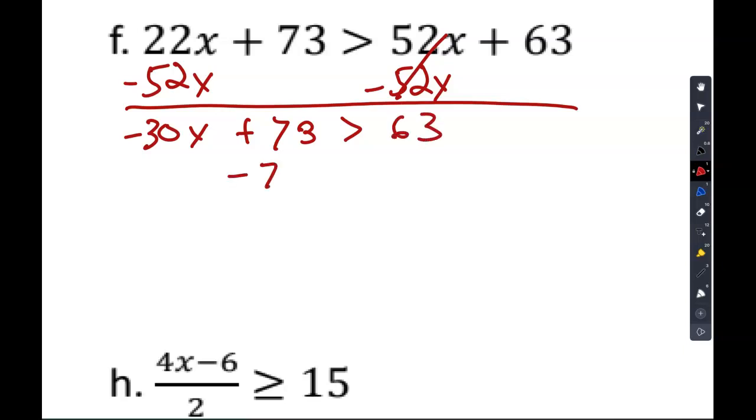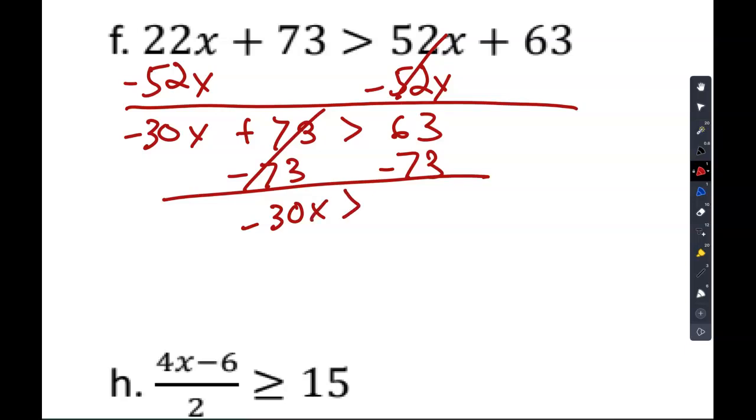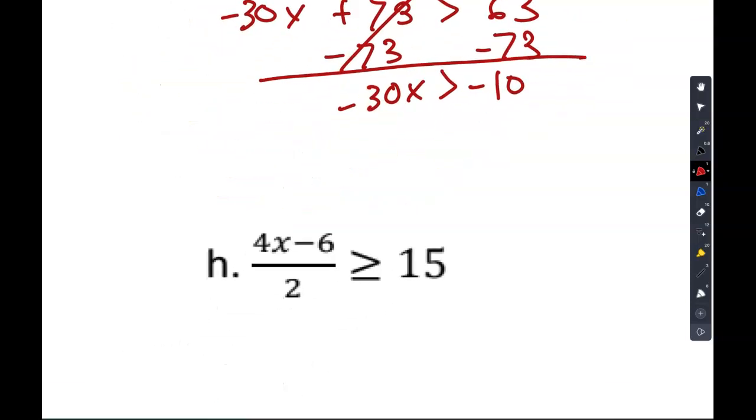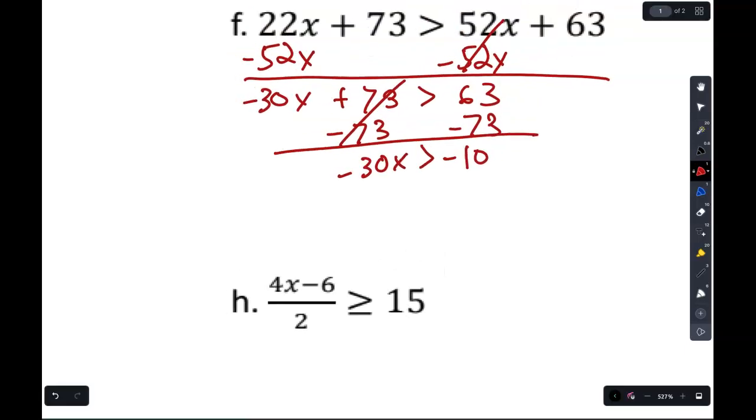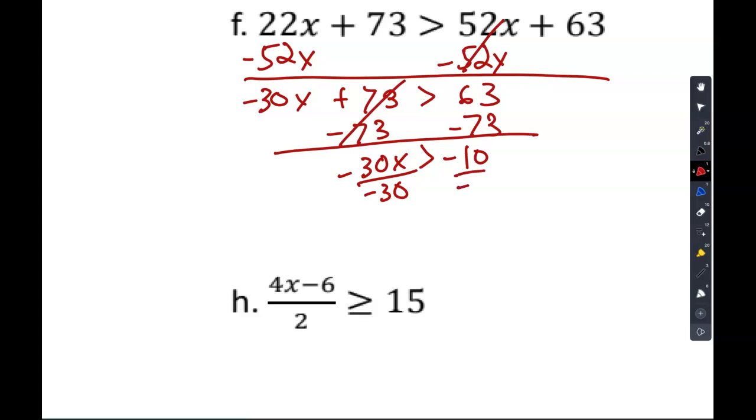Then I'm going to subtract 73 on both sides. And that's going to get me negative 30x greater than the difference between these, negative 10. Let's see if I can get this to zoom out a little bit. We're going to divide by negative 30, which means we're going to swap the inequality around. And you got x is less than 1/3 positive.